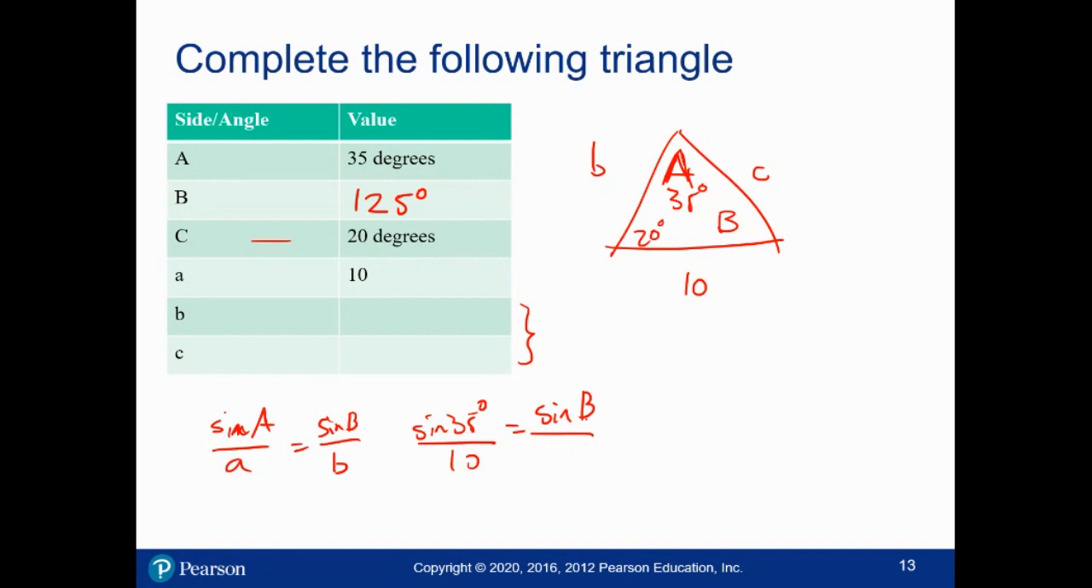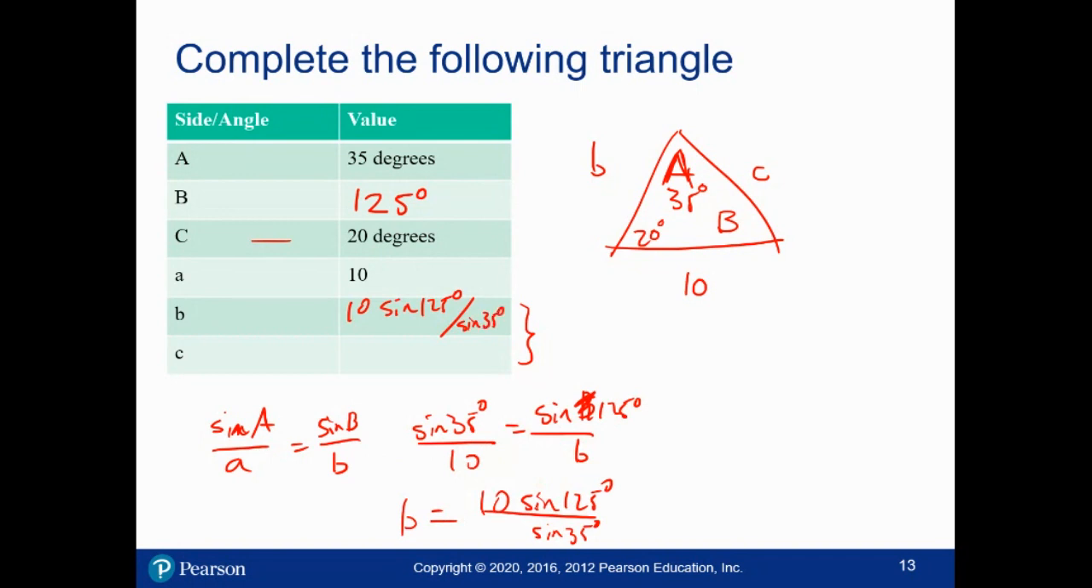over the sine of 125 degrees over length B, which just tells me that B is 10 times the sine of 125 degrees over the sine of 35 degrees. Could I compute this with a calculator? I could. Will I get extra points? No, so I'm done. 10 times the sine of 125 degrees over the sine of 35 degrees.